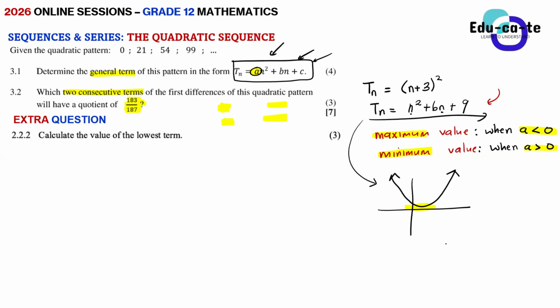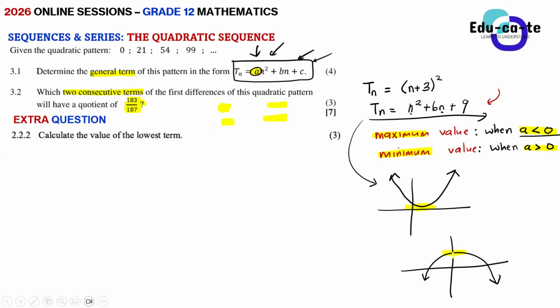Okay, we're still going to do functions later on, but it's fine. If you have a value of a that is less than 0, which means a is negative in this quadratic formula, it means it is going to map out to be a parabola that is concave down. So you will get a what? You will get a highest value, or a maximum value.